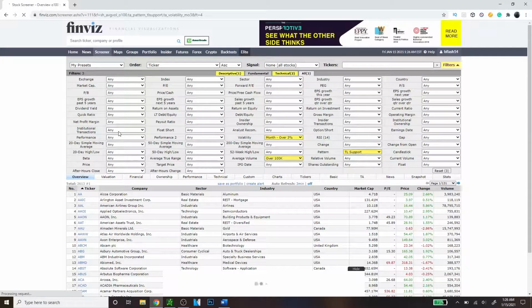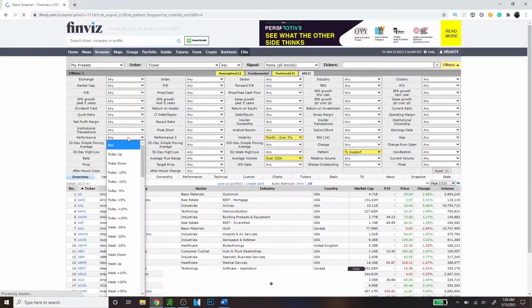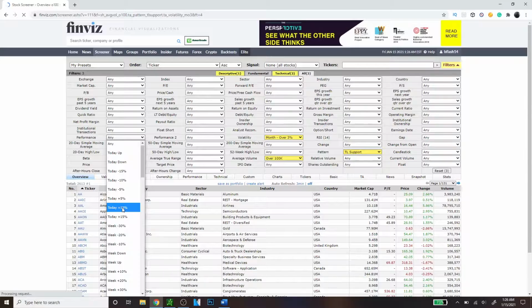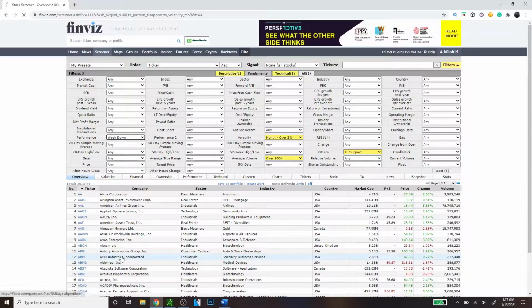And the next thing I want to look for is the performance. For me, I want to be buying these things off of support. I want these things to be on a downtrend, and I want to begin to take a position as they begin to push up. So what I do is look for stocks that are down on the week.